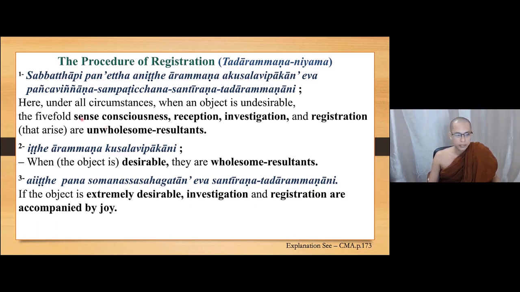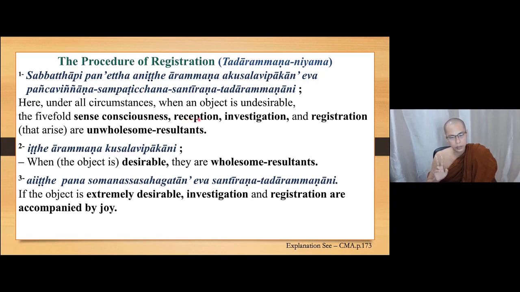So here you can see the other two types of five-fold sense consciousness, Pancavinnana, they are only accompanied by equanimity, and the other two types are painful and pleasure. There's no joyful consciousness among the five-fold sense consciousness. That's why even if the object is extremely desirable, it cannot be accompanied by joy.